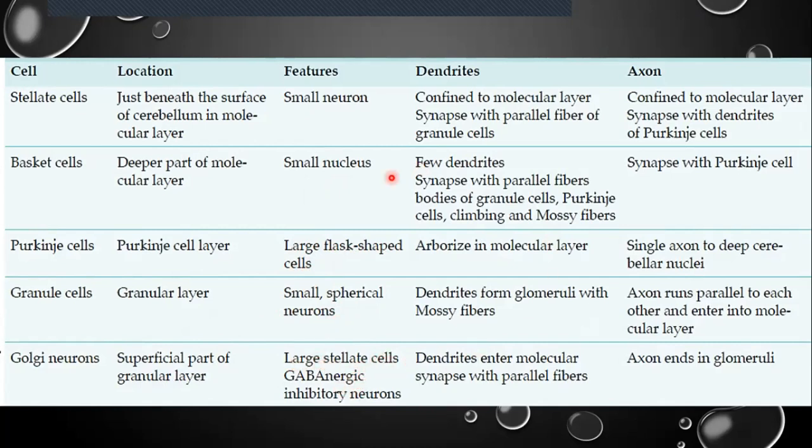Maybe you can pause the video and look at this on your own. I urge you to please know where their axons and dendrites terminate.